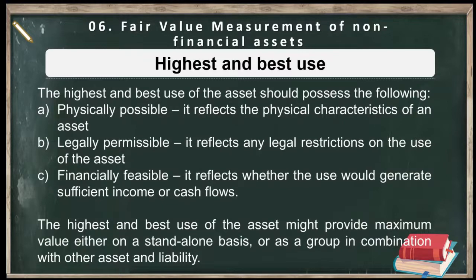So we have physically possible. It reflects the physical characteristics of an asset. Legally permissible. It reflects any legal restrictions on the use of the asset. And financially feasible. It reflects whether the use would generate sufficient income or cash flows. So the highest and best use of the asset might provide maximum value either on a standalone basis or as a group in combination with other asset and liability.